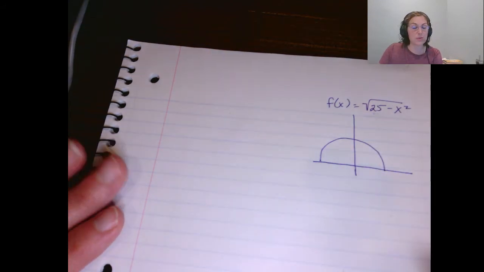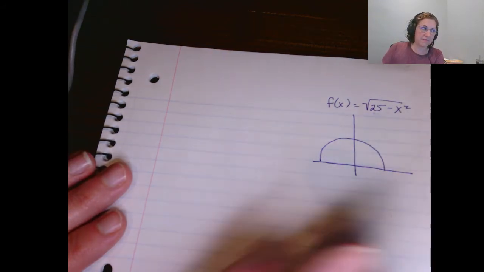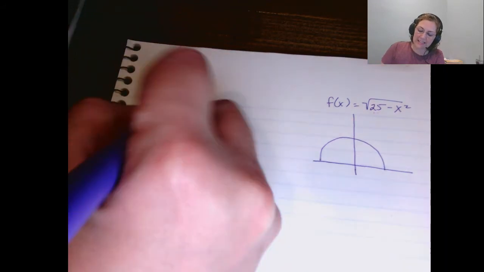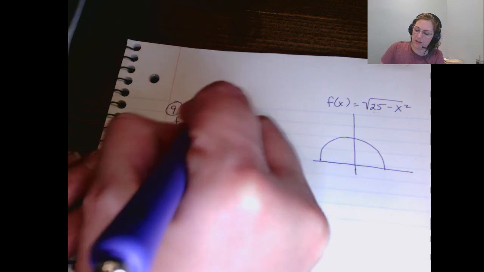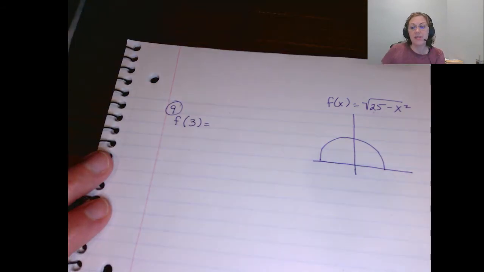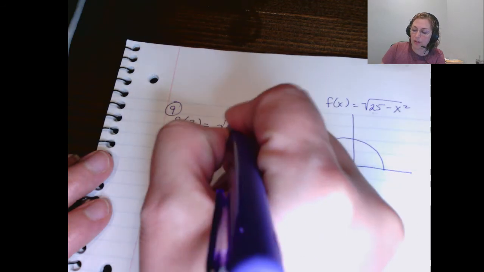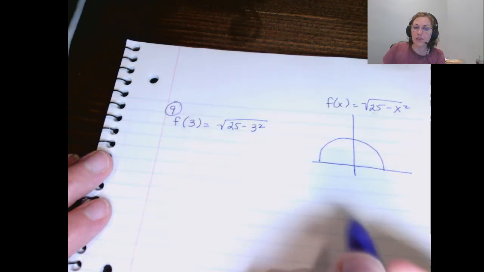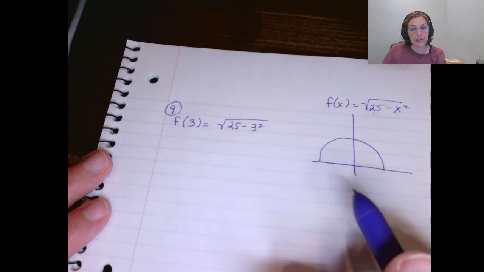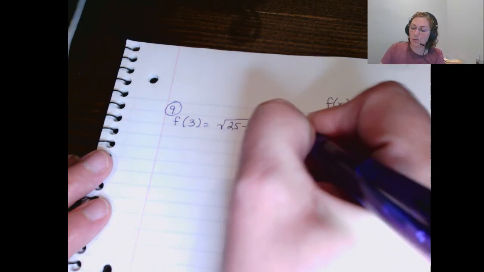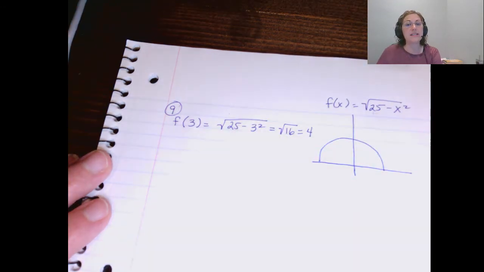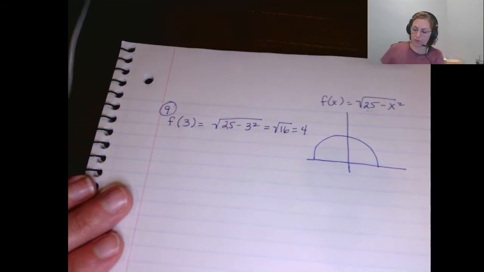Okay, the radius of the semicircle here is 5. We know that because the square root of 25 is 5. So we're being asked here in number 9 to find the function value at 3. That's simply just a substitution here. We're going to substitute in 3 for x. So 3 squared is 9, 25 minus 9 is 16, so I'm looking for the square root of 16, which would be 4. That's my functional value at 3.